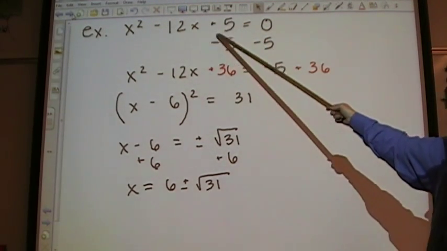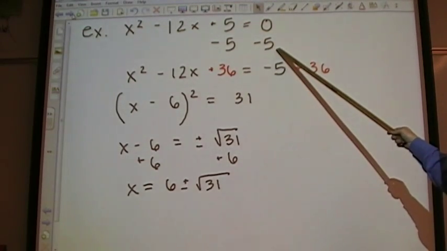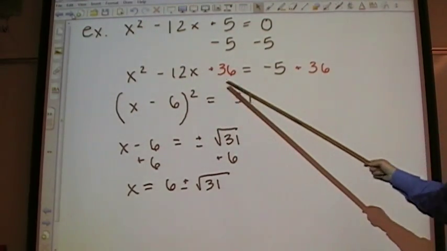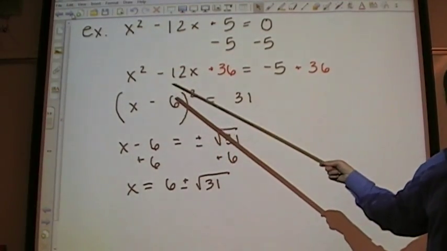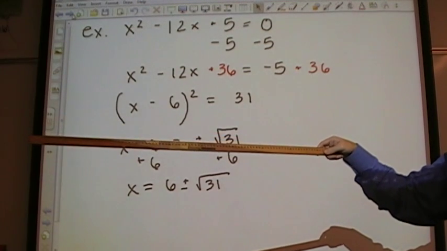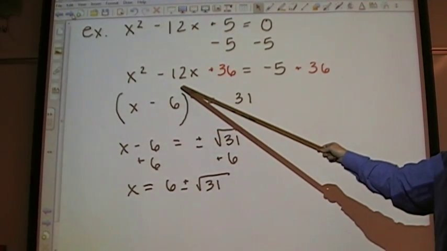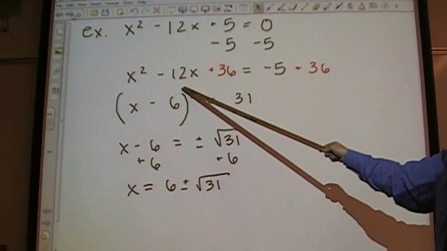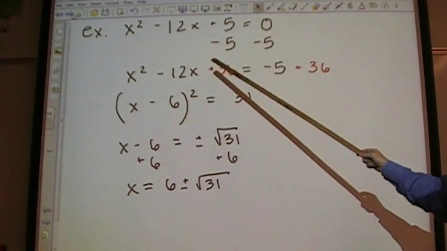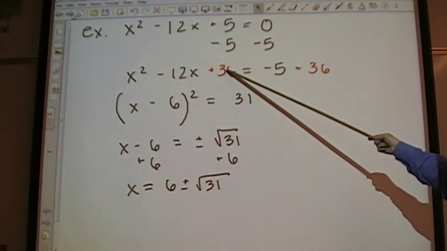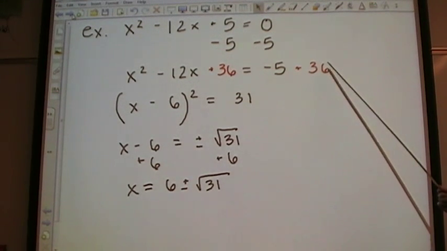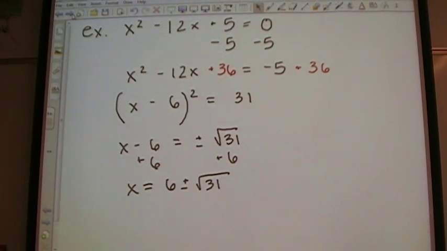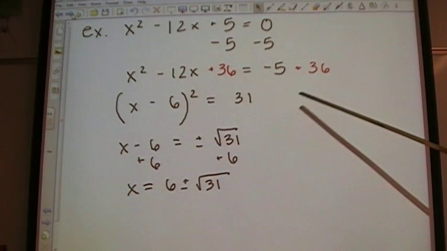So we have to get the x's by themselves, so I subtract 5 from both sides, and I get x squared minus 12x equals -5. Now I'm going to make the left-hand side a perfect square trinomial, just like I did in the previous example. Take your b value, which is -12, divided by 2, which is -6. -6 squared is 36. So I'm going to add 36 to this side to make it a perfect square trinomial. If I add it to one side, I have to add it to the other side, so I'm not changing the problem. Everybody follow me up to this step?